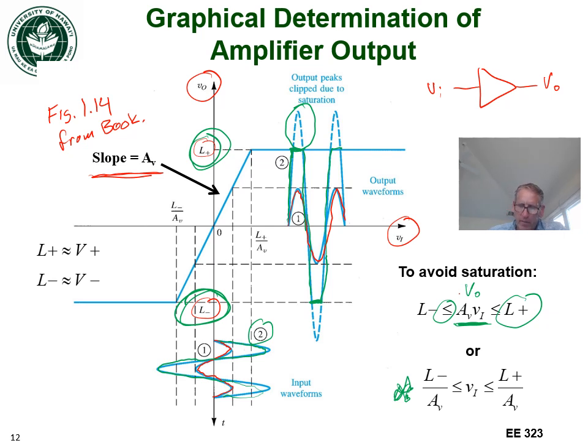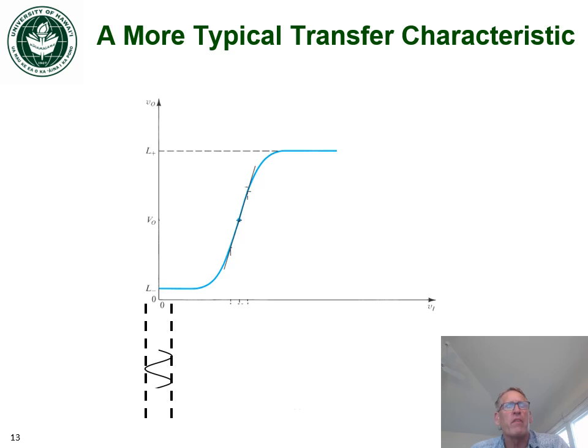Now, as I mentioned, this is a somewhat ideal description of the amplifier output because of how linear it is. A more typical voltage transfer characteristic that we might see from an amplifier looks like this.